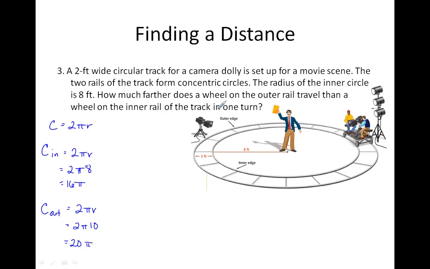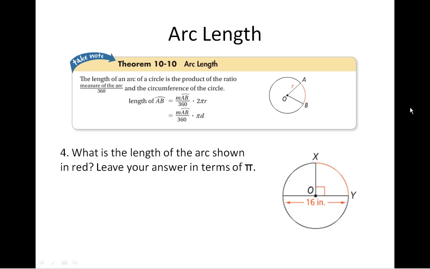Now we want to know how much farther the outer wheel travels compared to the inner wheel, so we're going to do the difference. So we're going to take 20 pi minus 16 pi. We get a difference of 4 pi. Now that doesn't mean a whole lot to us in terms of feet, so we then put that in our calculator to estimate. If I round to the nearest hundredth, I get 12.56 feet. So it's traveling approximately 12.5 feet more than the wheels on the inner circle.